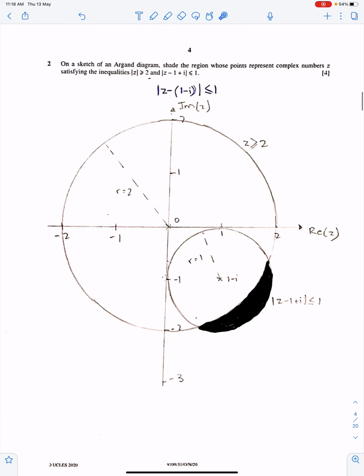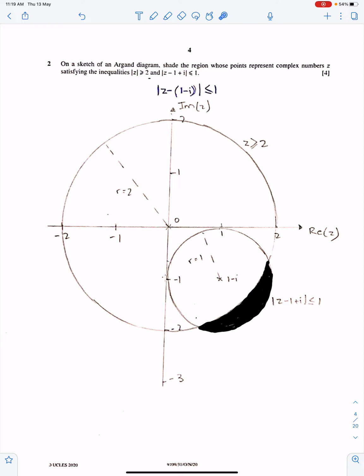Question number 2. On a sketch of an Argand diagram, shade the region whose points represent complex number z satisfying the inequalities. This is the equation of circle with center at origin and radius 2. And the required region is outside the circle. This is also the equation of circle with center at 1 minus i.